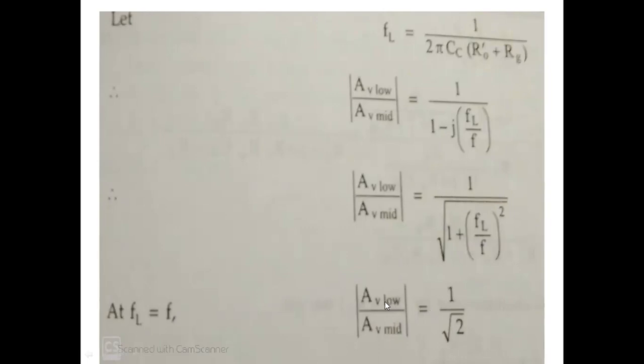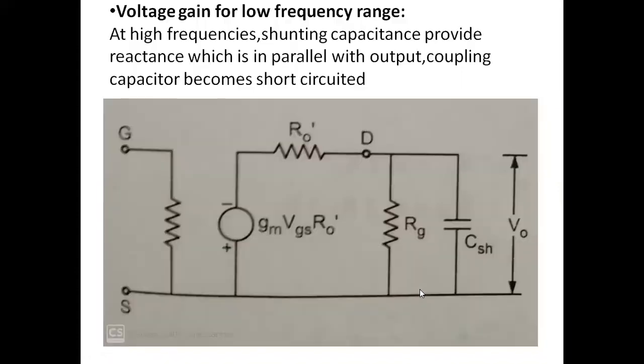At lower frequency, the gain becomes AB low equal to AB mid by 1 by root. So AB mid into 1 by root, or AB mid by root 2. So from this equation, we can say that at lower frequencies, the gain is reduced by 1 by root 2 times of its mid frequency gain. Okay, this is the gain at lower frequency.